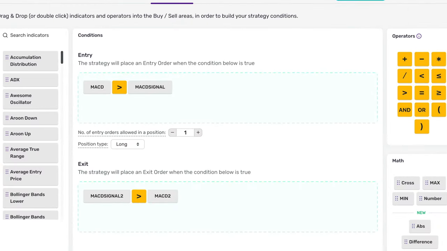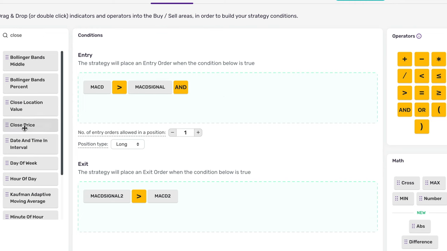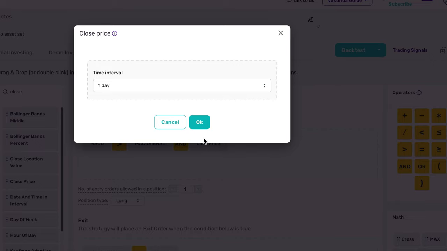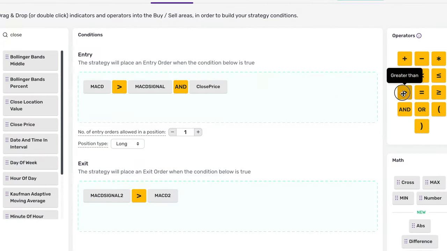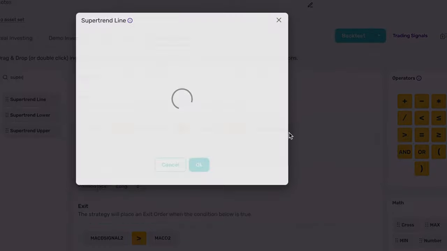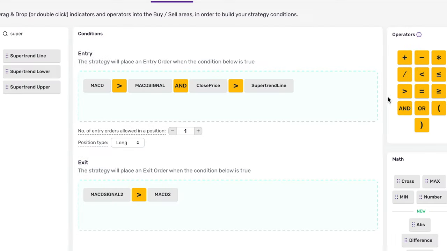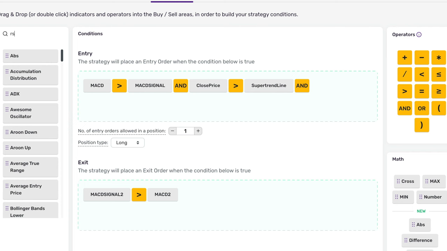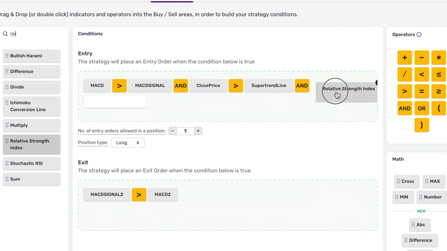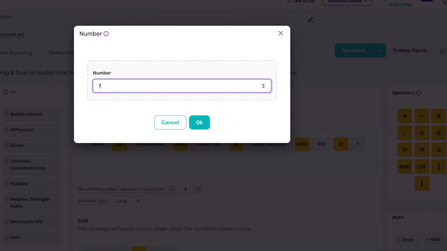To enhance the MACD crossover strategy, we will filter out some bad trades by adding the operator and, then add close price to the conditions, set it to 1 day, then drop the greater than operator, and find the supertrend indicator. And I am setting the supertrend ATR length to 5 and the factor to 2. Then we need to add the operator and, then drop RSI from the indicators list with default settings, then drag and drop the operator less than and put a number and set it to 73.